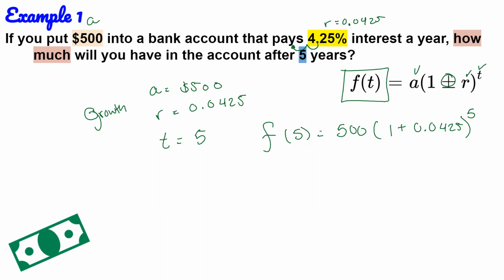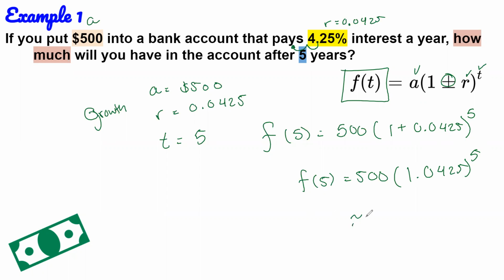What do you guys get? Let me simplify it just a little more. 500 times 1 plus 0.0425, so it's 1.0425 to the power of 5. So we have our initial value, our increasing rate, and the number of years that we have here.